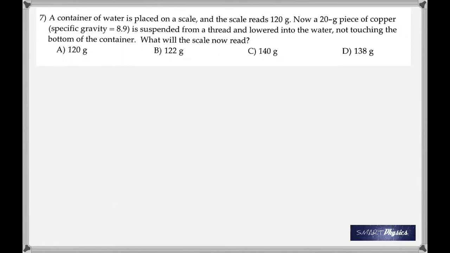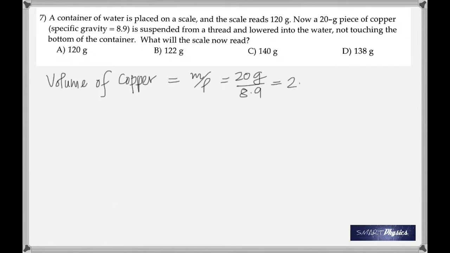So what's going to happen is, when the buoyant force pushes up on the copper, as a reaction, there's going to be a force acting down, which is going to add on to the scale reading. So all we have to do is find the buoyant force and add it to 120 grams. Now to find the buoyant force, you have to find the volume of copper first, which is its mass divided by its density. It's in gram and centimeter cube, so we get 2.25 centimeter cube.